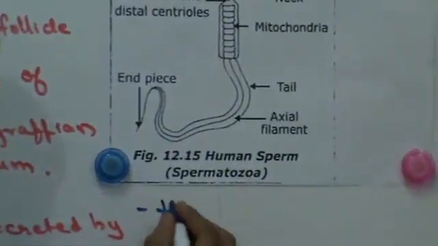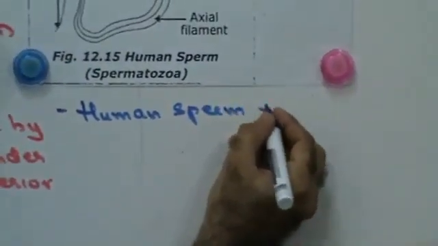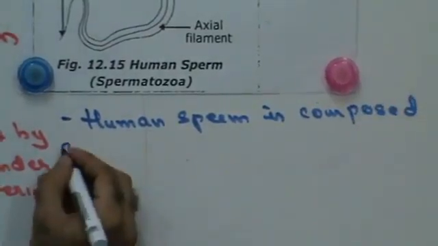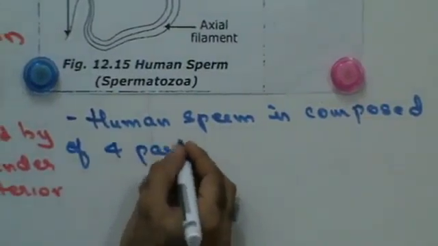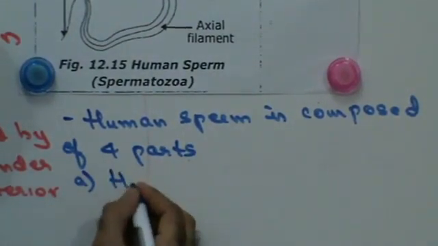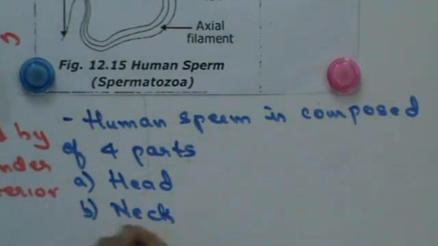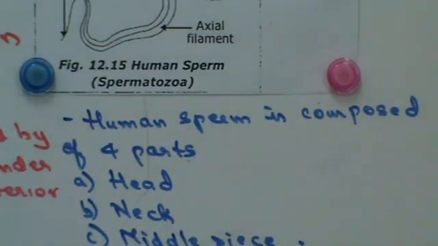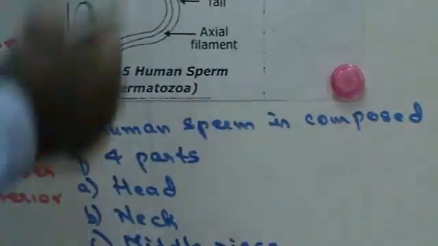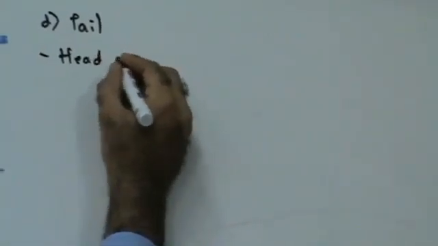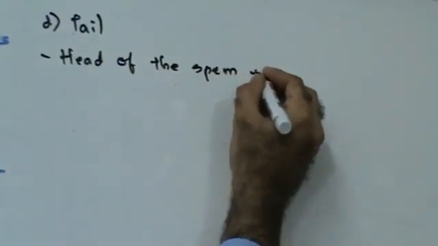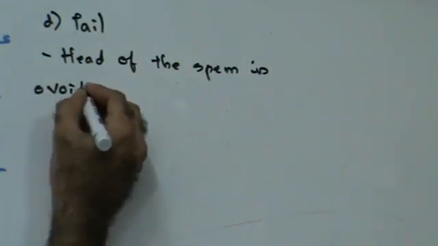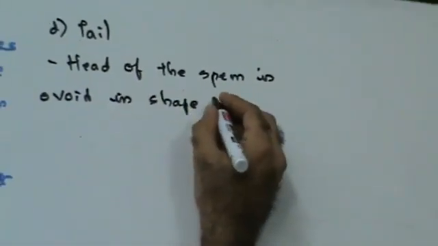Human sperm is composed of four parts. The first is called the head, the second the neck, the third the middle piece, and the fourth part is the tail. Those are the four parts it is made up of. Then I can say that the head of the sperm is ovoid in shape with a large nucleus.